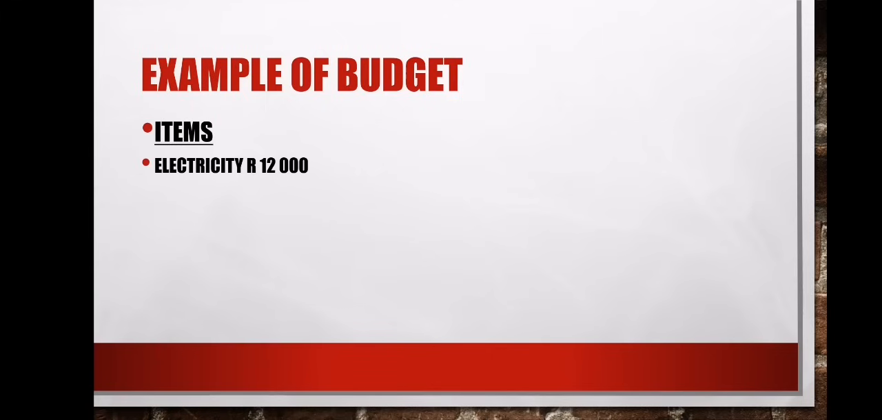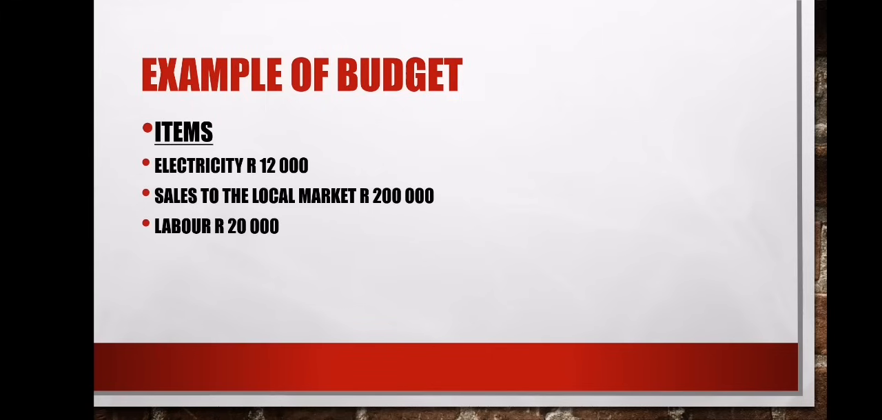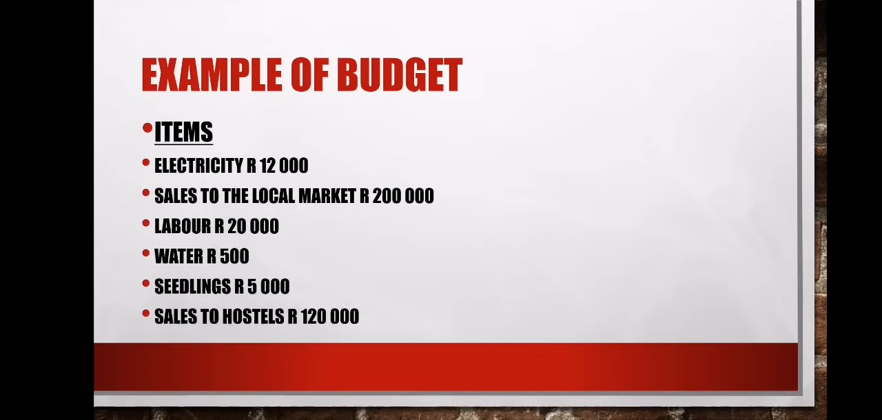They can give you electricity, sales to the local market, labor, water, savings, sales to the hostels, and loan. What they've done here, they've given you the items and their rents. Then they will request you to draw a budget.